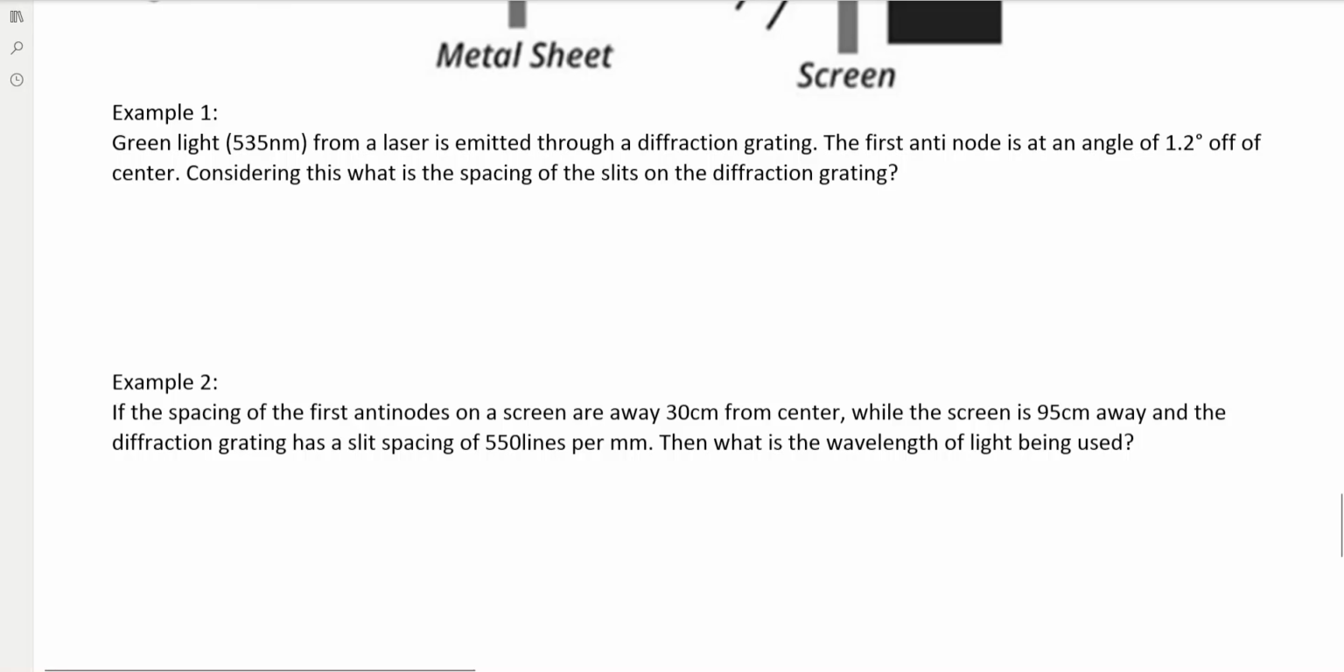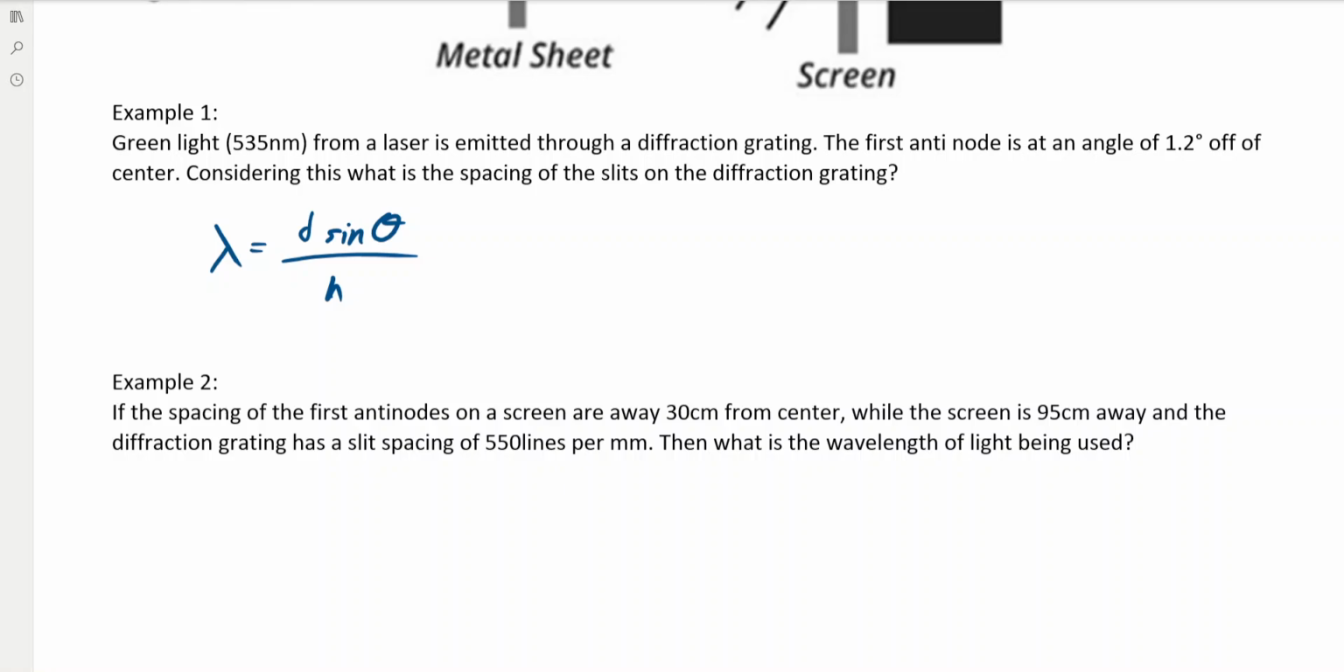Green light from a laser is emitted through a diffraction grating. The first antinode is at an angle of 1.2 degrees off of center. Considering this, what is the spacing of the slits on the diffraction grating? Okay, so some of these questions will be nice and simple. This is one of them. We're going to use the calculation like this.